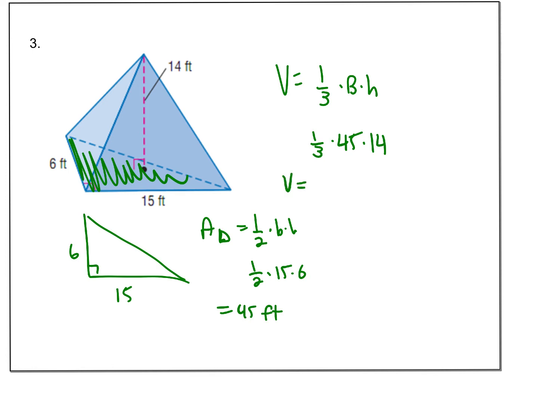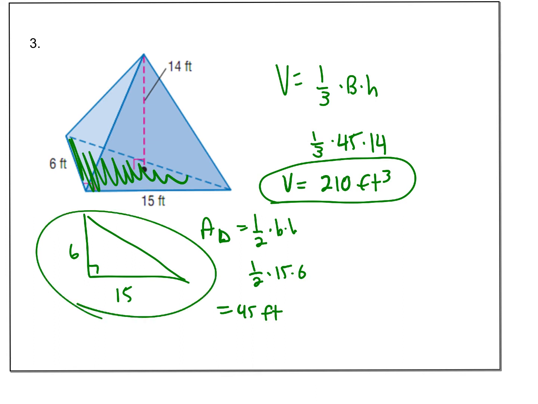I get 210 cubic feet when I do that. 210. Okay? That's all I'm doing. I figure out the area of the triangle because that's what shape my base is. Then I use that up here, and then away I go.